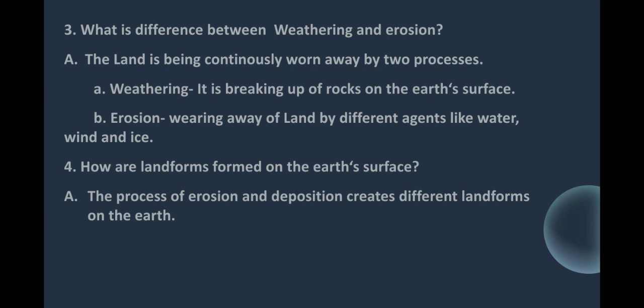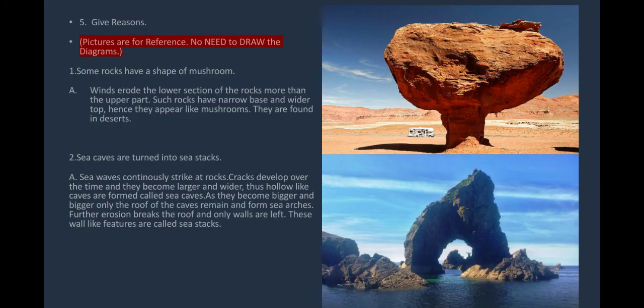So next we have give reasons. Now you can see the pictures, and the first reason is: some rocks have the shape of a mushroom. You can see the first rock. Winds erode the lower section of the rock more than the upper part. Such rocks have a narrow base and wider top, hence they appear like mushrooms. The next is: sea caves turn into sea stacks. See in the picture, sea waves continuously strike at rocks, cracks develop over time, and they become larger and wider. Thus hollow-like caves are formed, called sea caves.